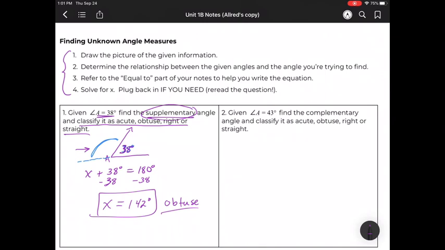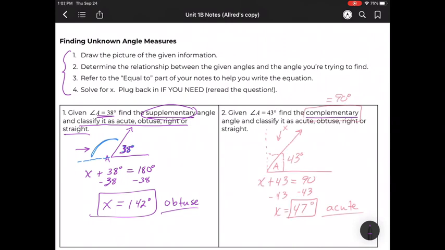Okay? I want you to try and do number 2, which is very similar to what we just did, only the key difference is it's a complementary angle. I want you to pause the video and try and do number 2 on your own. If you're ready to check your answer, you can click play, and this is what we should get.